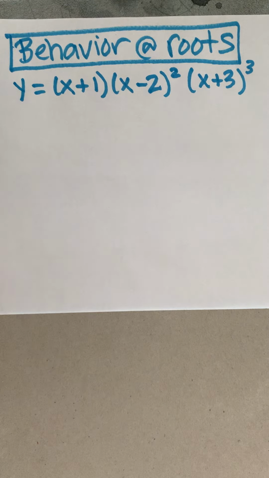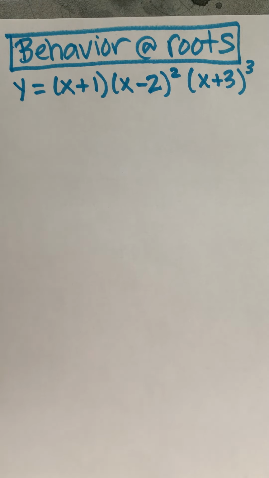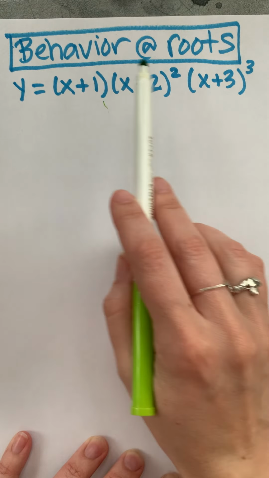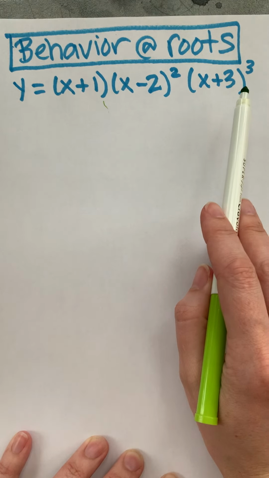Now that we know that roots and zeros and x-intercepts are all the same thing, let's talk about what actually happens at those roots. So that's what we call the behavior at the roots. Let's take a look at an example here. The behavior is determined by the exponent on each individual factor.